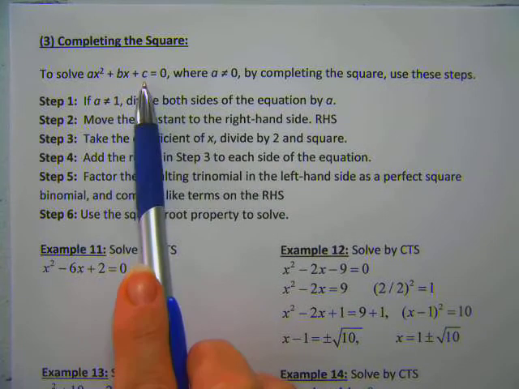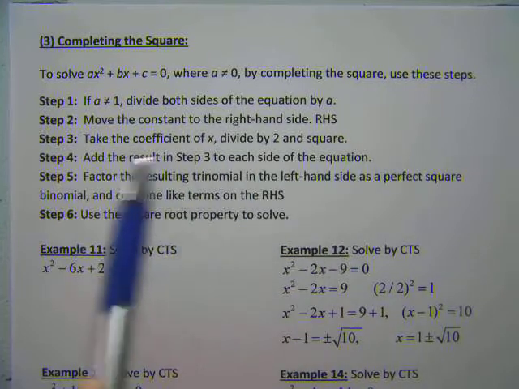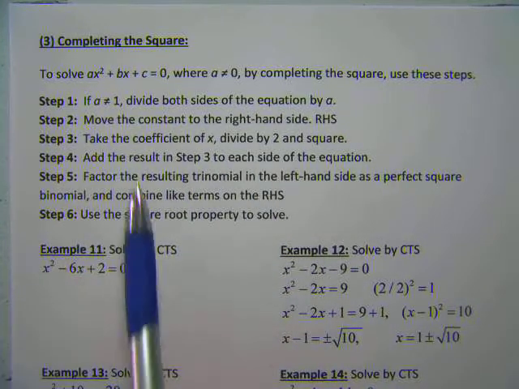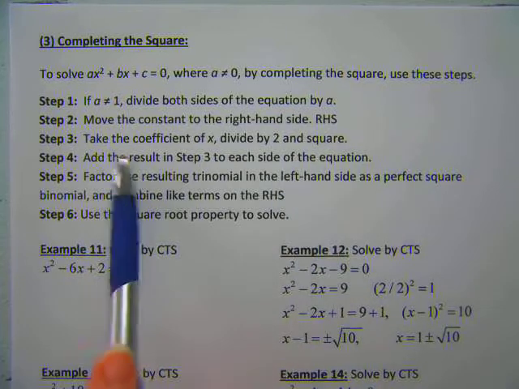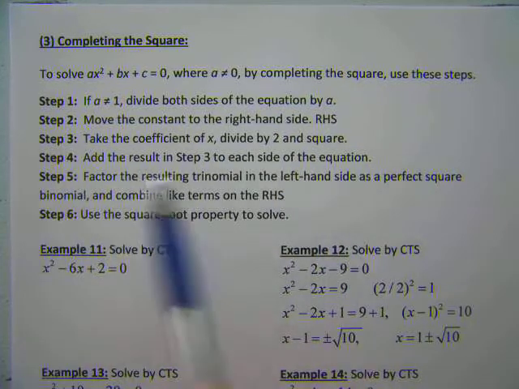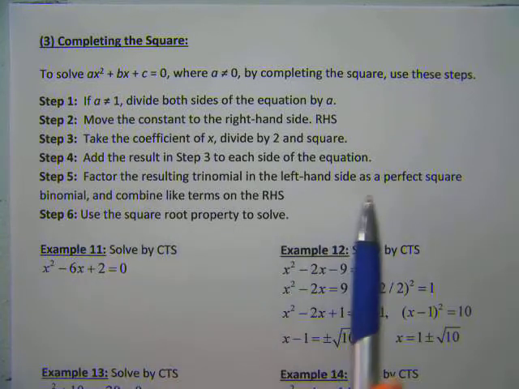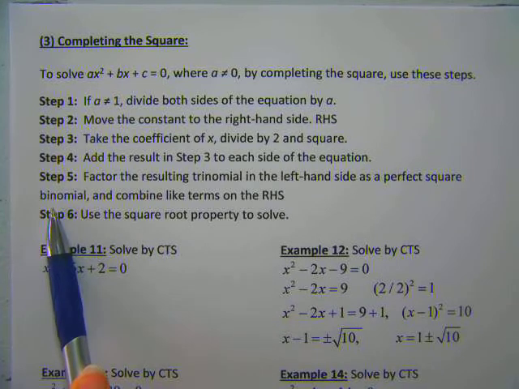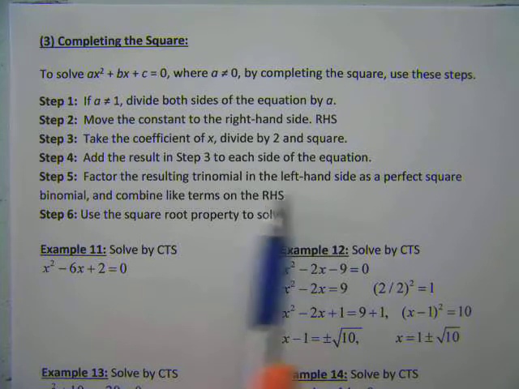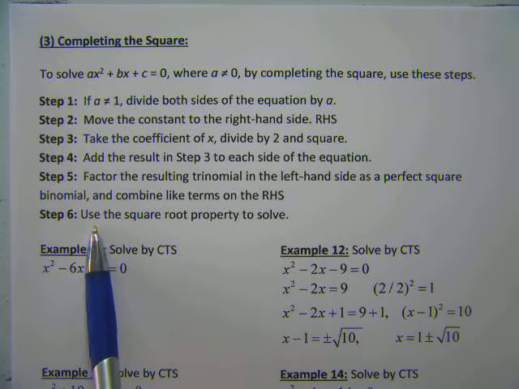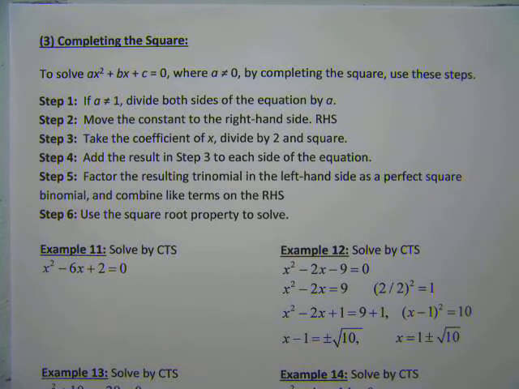Then we're going to move the constant to the right hand side. Then we're going to take the coefficient of x, divide by 2 and square. We're going to see what we get from this step and add it to both sides of the equation, and we will see why the left hand side is a perfect square binomial. So we're going to factor it, and then we combine like terms in the right hand side, and then that will take us to the previous method. Whatever we did will end up with a square root property, and we solve by using the square root property.